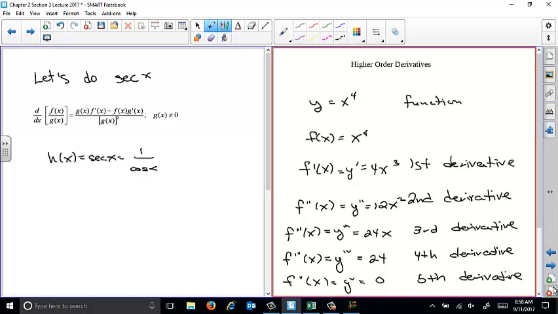So that's what it means for a higher order derivative, just to keep taking derivatives. It just means taking the previous derivative and applying whatever appropriate rules there are.